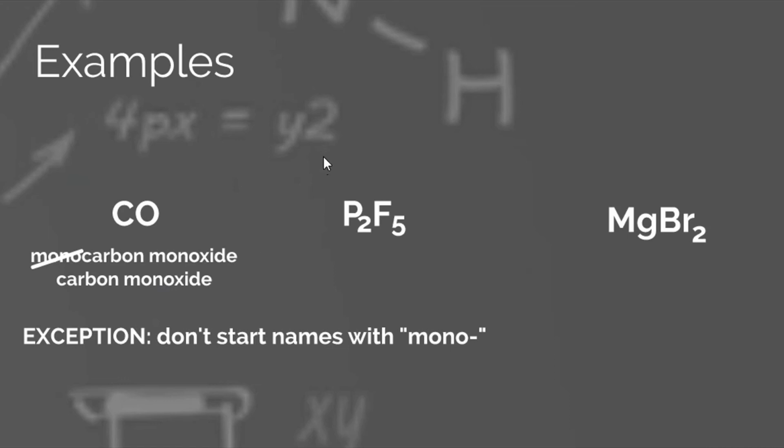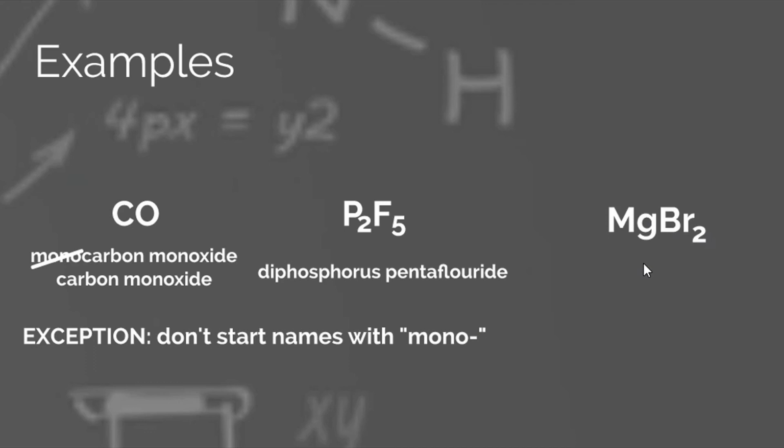All right, so next up, we have the compound P2F5. So these are phosphorus and fluorine. Fluorine, because it's the second element, will change from fluorine to fluoride, and we just need to say how many of each we have. So for phosphorus, we have 2 in there, so we'll be doing diphosphorus. And then fluorine becomes fluoride, and we have 5 of them, so it becomes pentafluoride. All right, simple, straightforward.